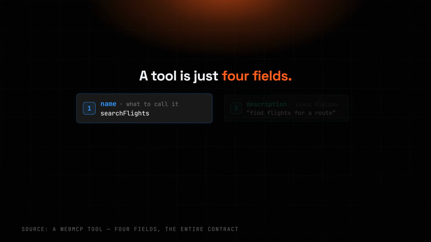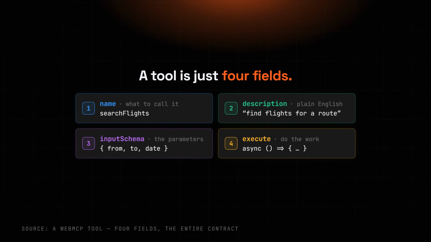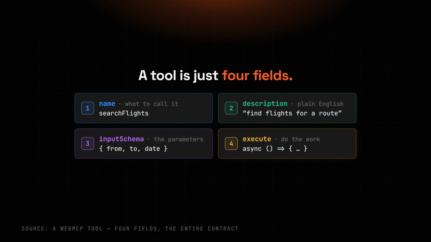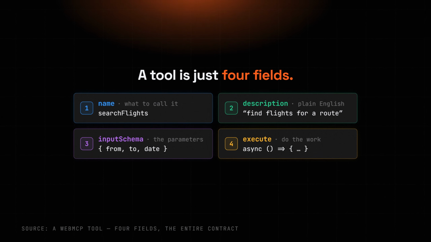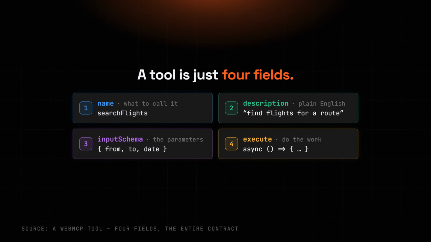And a tool is not some heavy new framework. It is just 4 small things: a name, a description in plain English, an input schema that defines the parameters, and an execute function that actually does the work. That is the entire contract. If you have ever defined a function, you already know this.